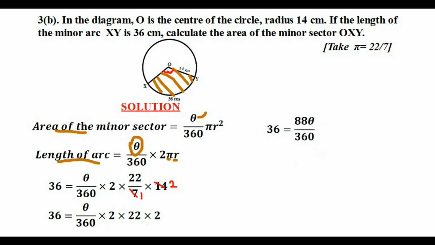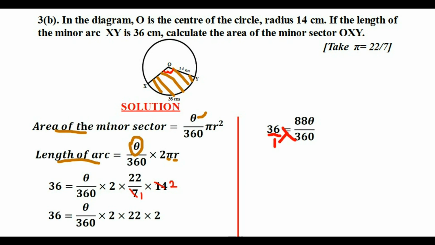Alright, let me just rule this particular place to demarcate the screen. Now let's go ahead with solving this question. Remember, we want to get the value of theta. When we get the value of theta from the length of arc, we can substitute it into the area of the minor sector to find the area that the question has us calculate. The first thing we need to do in this equation is to multiply through by 360, or you cross multiply. This 36 is the same thing as 36 divided by 1, and here we can cross multiply.